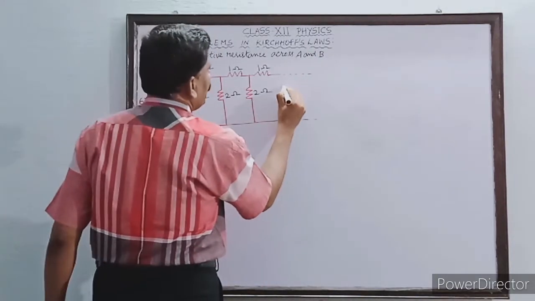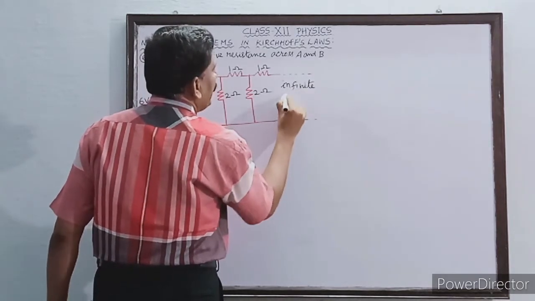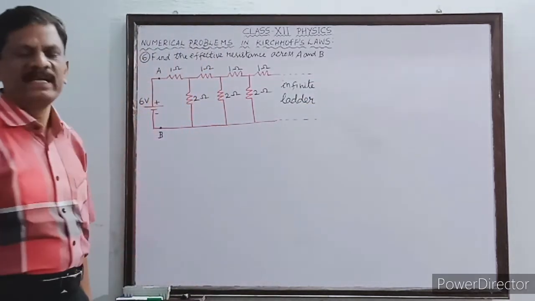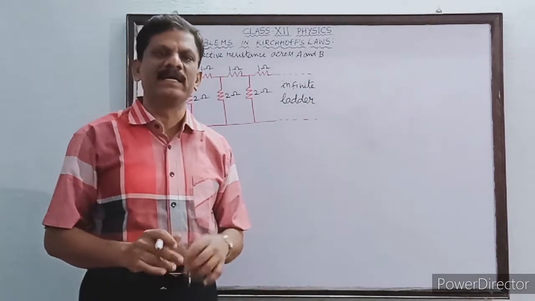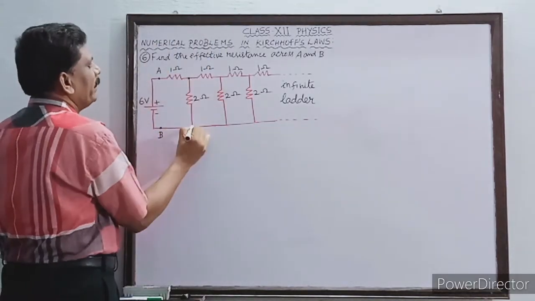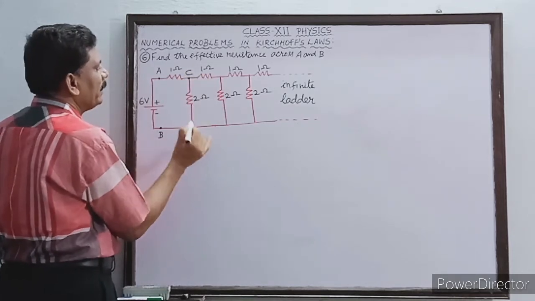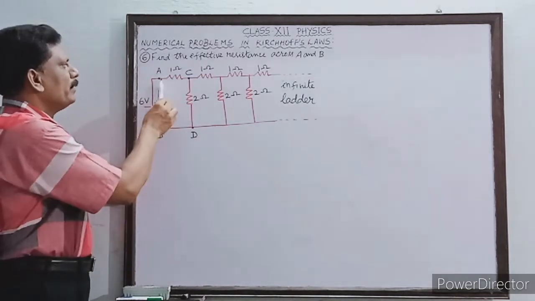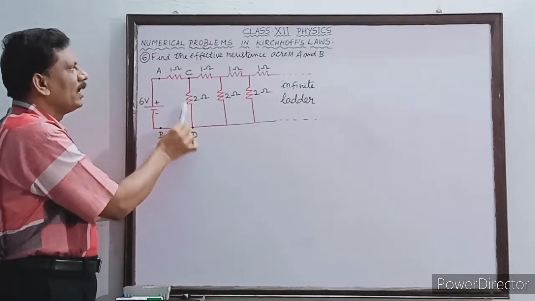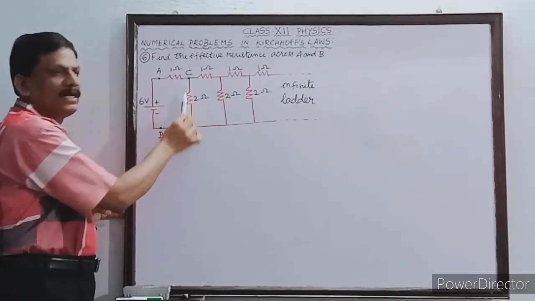So this is called an infinite ladder. How to find the effective resistance across A and B? For that I will consider two more points, namely C and D. So this point is C and this point is D. Immediately after A and B, the two resistances connected are 1 ohm and 2 ohm.